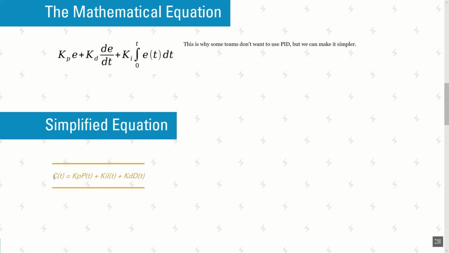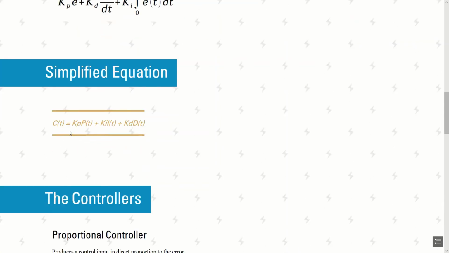I called it C of T because controller, so you can call it whatever you want, of course. But basically, we just took all of these sub-things and put them into their own functions. So this is supposed to be K sub P, but Microsoft's way does not allow me to do subscripts, so I'll just read this out to you here. This is K sub P times P of T, times K sub I times I of T, times K sub D times D of T. And that is the equation we're going to be dealing with. Now we're going to look at what each individual term means right now. And these are called the controllers.